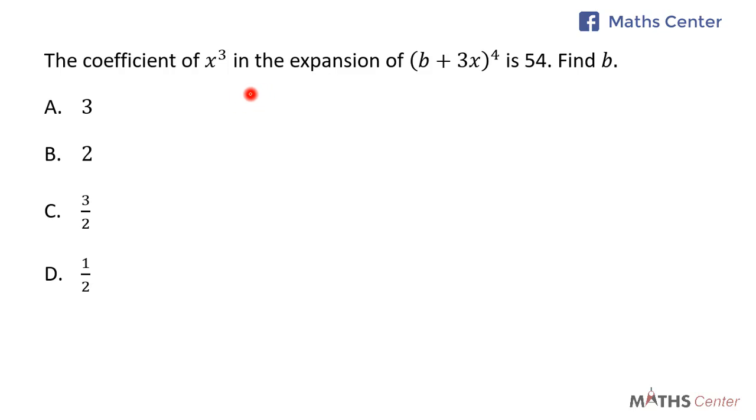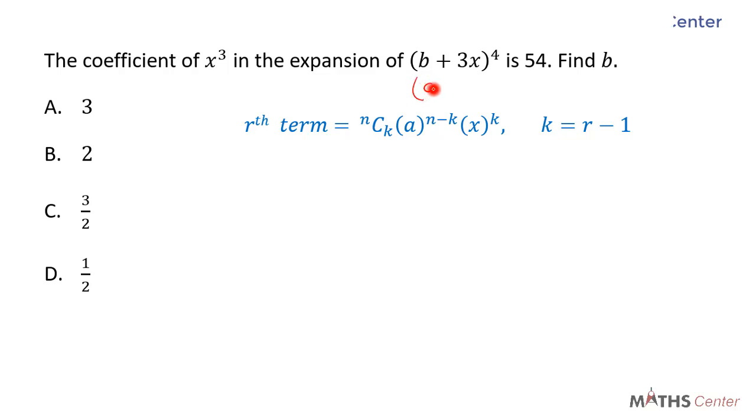Then we will equate the coefficient of that term to 54. From there we will be able to find b. We have learnt that if you have a binomial expression of the form (a + x)^n, then a term in the binomial expression, or let's say the rth term, will be given by n combination k, a^(n-k), x^k, where k is equal to r minus 1.